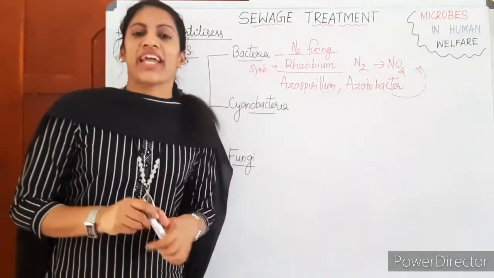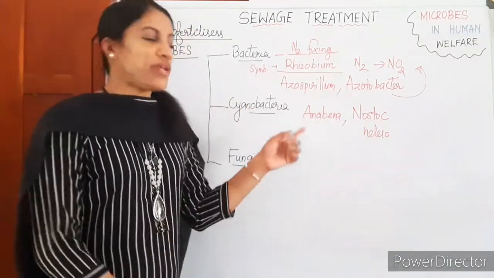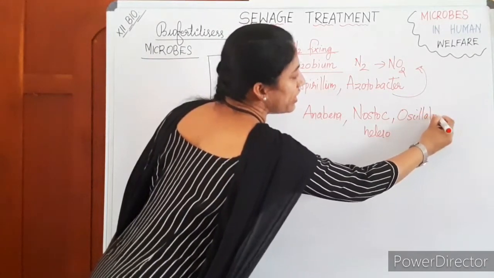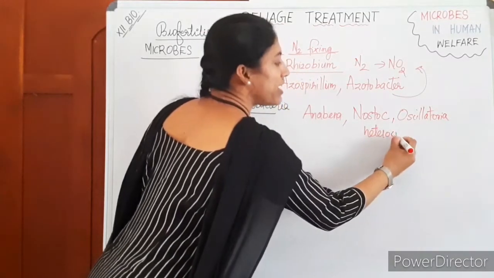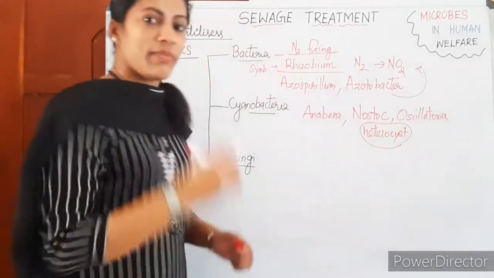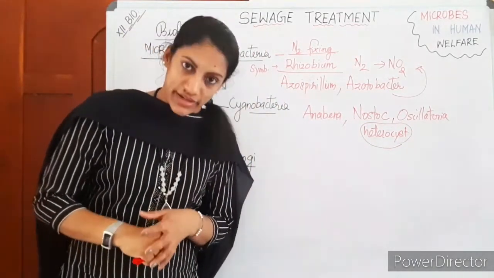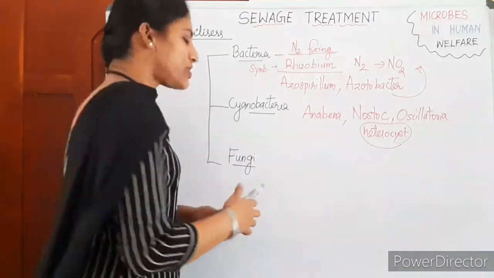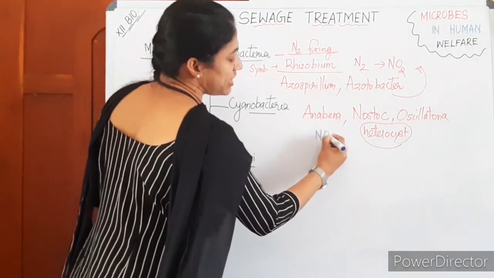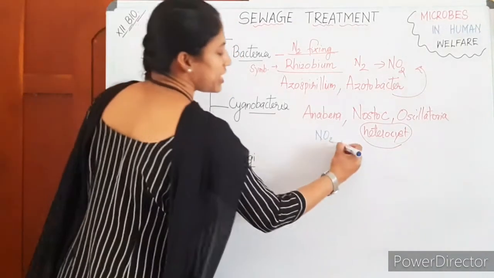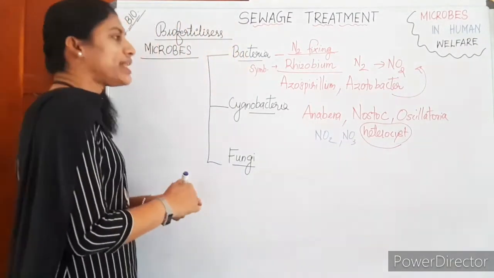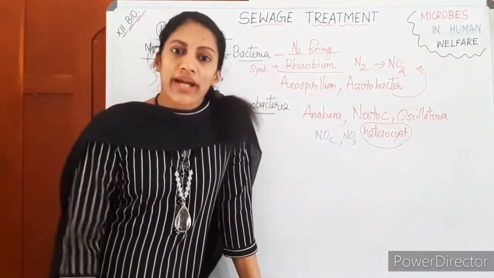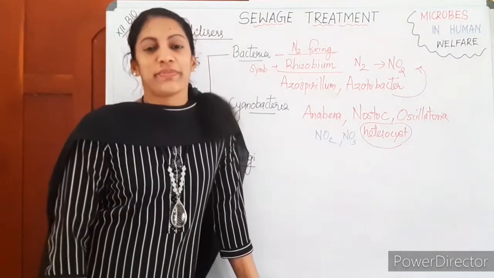This is the first group. The next group is cyanobacteria, with examples like Anabaena, Nostoc and Oscillatoria. These organisms contain heterocysts. Among the colony of cells, they contain special cells called heterocysts, and with the help of heterocysts they can fix atmospheric nitrogen. They also increase the nitrites and nitrates in the soil. These cyanobacteria help to increase the soil nitrates by nitrogen fixation.